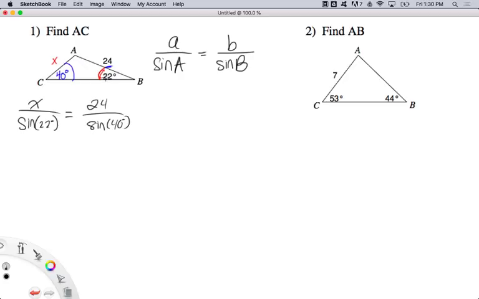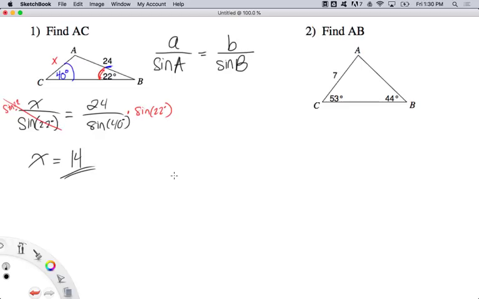The side over the sine of the angle equals the side over the sine of the angle, and I keep them in the opposite pairs. Okay? To solve for x, I multiply by sine of 22 on both sides. And I get x equals 24 times sine of 22 divided by sine of 40, which is approximately 14. Does that make sense?